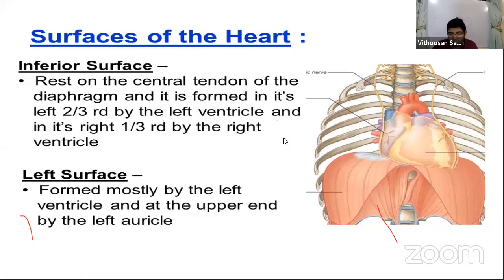sometimes a problem will come. Look at this, guys. When you have a heart attack, a myocardial infarction, affecting the inferior surface, the bottom of the heart, instead of chest pain, patients can come with a pain here in the abdomen, the epigastrium. It's still a heart attack, even though the pain is not in the chest. Understood? That's how inferior myocardial infarctions will present.